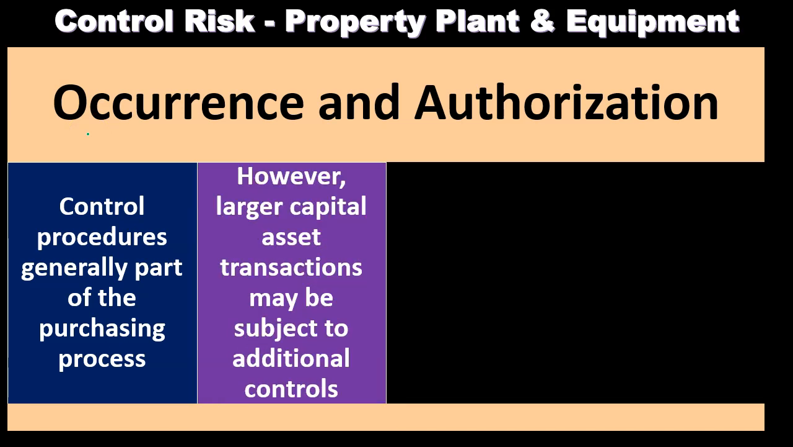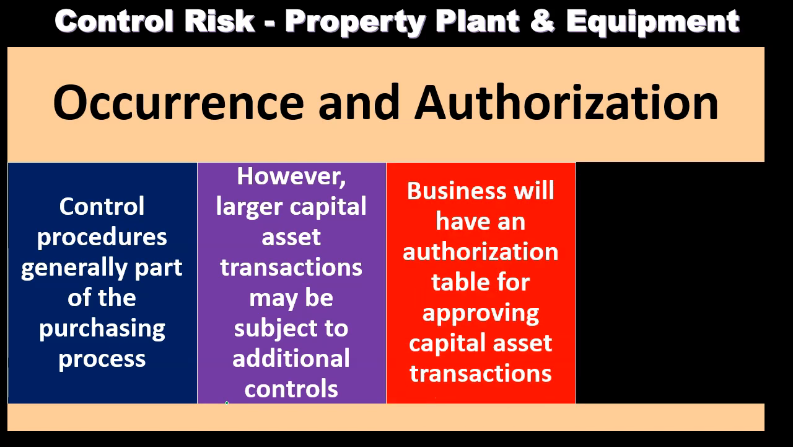However, larger capital asset transactions may be subject to additional controls. In other words, the company may have something in place where they say, this is the normal purchasing process for normal purchases. If, however, you purchase something over a certain dollar amount, you need additional approval, additional authorization for those types of purchases. So we might have more things that we would have to test over and above the traditional purchasing process with regard to property, plant, and equipment.